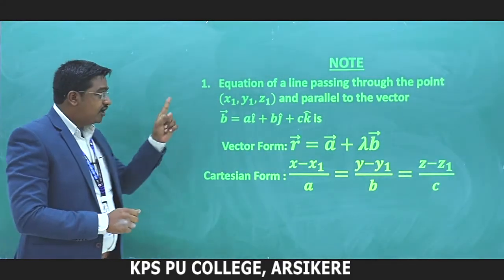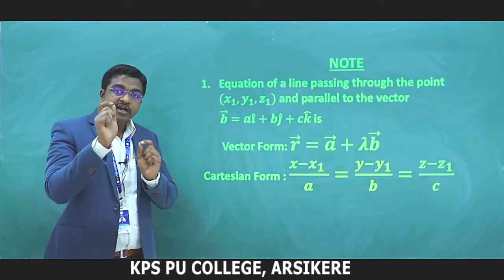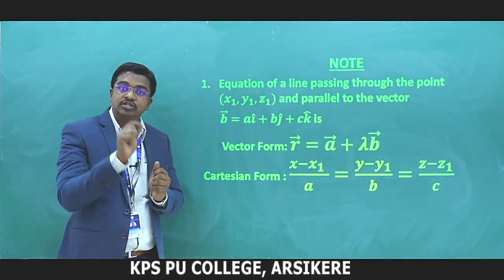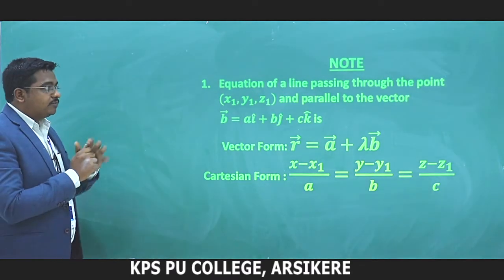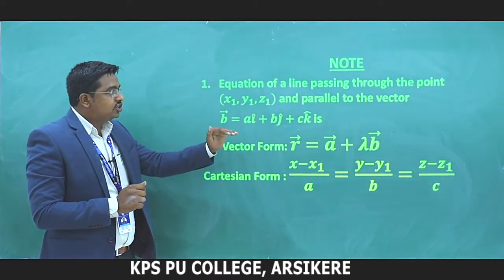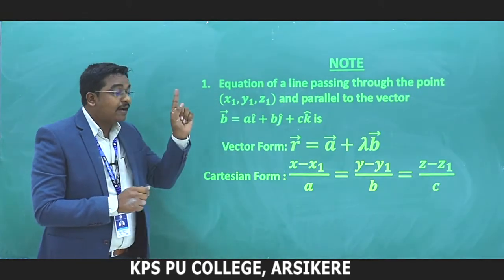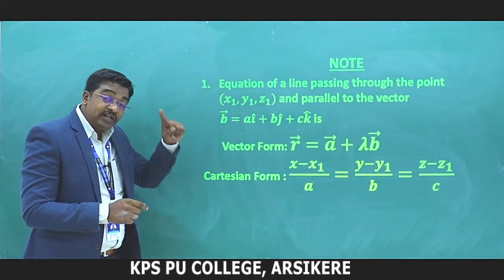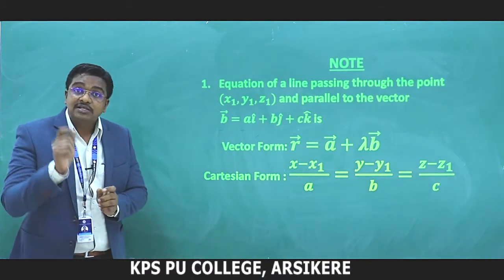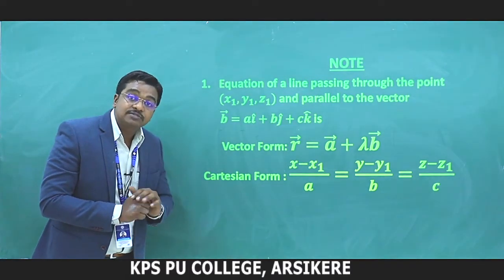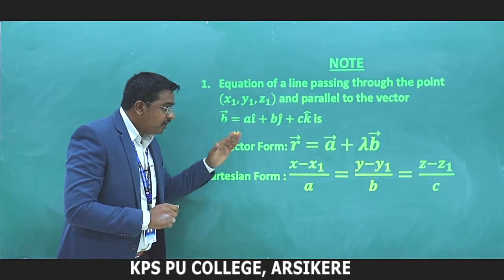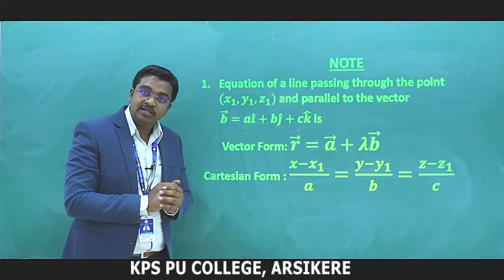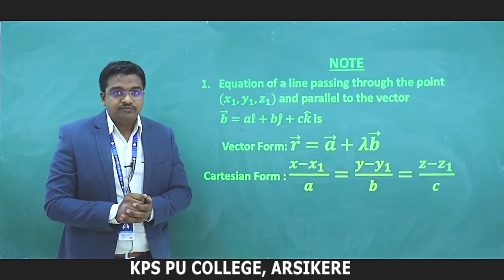Now dear students, we are moving to the important notes. Note the derivations neatly, and mark the complete derivation, because derivation is very important from the exam point of view. It is a compulsory 5 marks question. From this topic we have derived the equation of the line passing through the point x1, y1, z1 and parallel to the given vector b equal to a i cap plus b j cap plus c k cap. The vector form is vector r is equal to vector a plus lambda into vector b. Similarly, the corresponding Cartesian form will be x minus x1 divided by a is equal to y minus y1 divided by b is equal to z minus z1 divided by c. So this is the vector form and this is the Cartesian form.